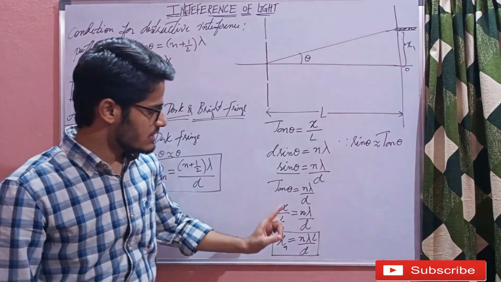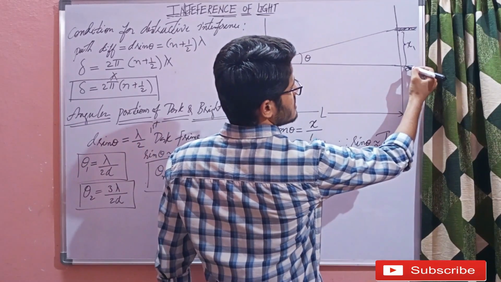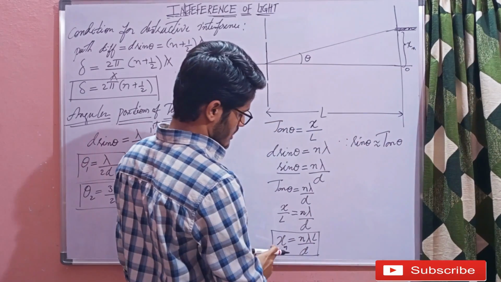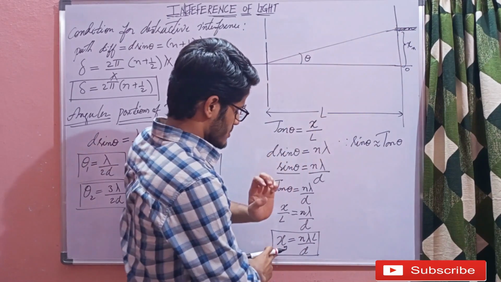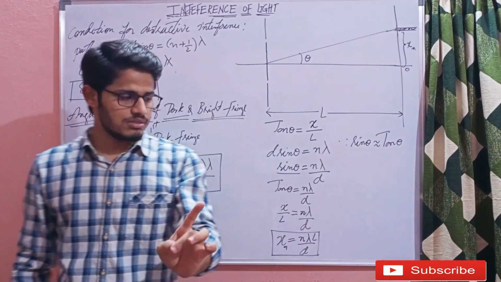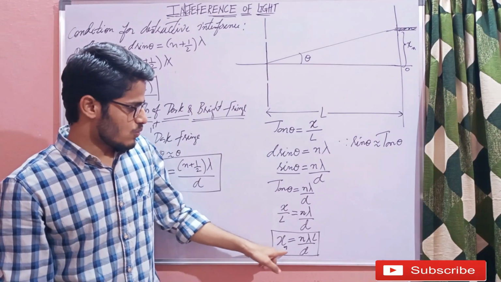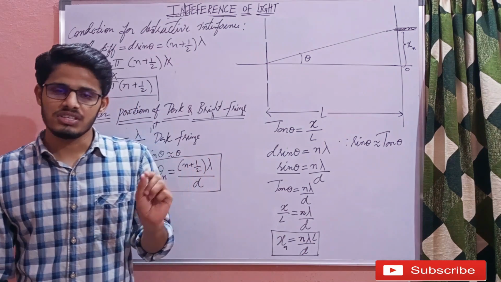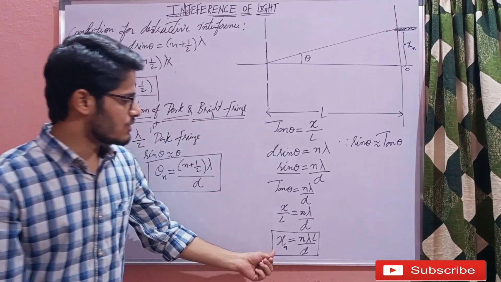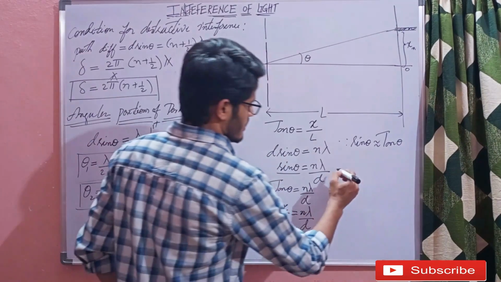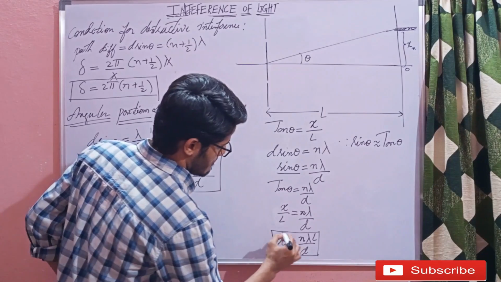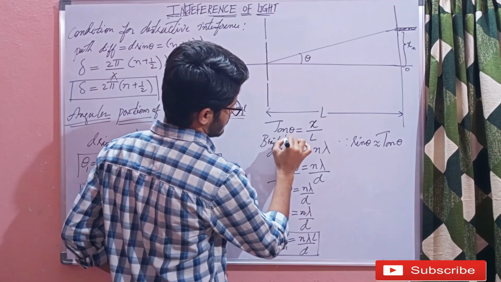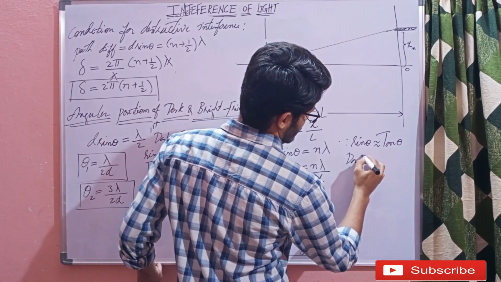If you want to find the distance of the first bright, put n equal to 1, and it will be lambda L by d. If you want to find the distance of the second bright, put n equal to 2. Likewise you can find out. Similarly, this was for the bright, and we can do it for dark also.